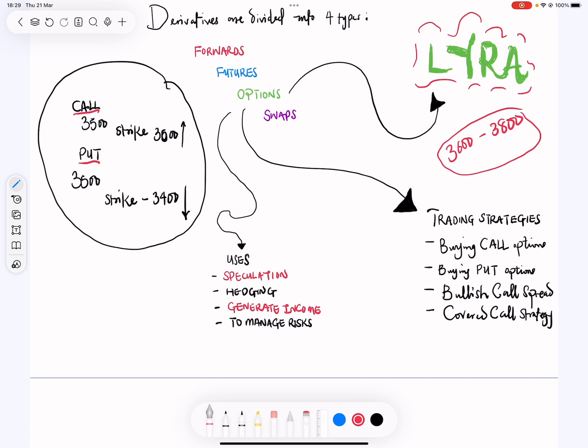So you can say, okay, I'm selling another call option with a strike price of 3.8, and I'm buying a call option with a strike price of 3.6. So if you are predicting that ETH is going to be between the range of 3.6 and 3.8, that's what a bullish call spread means. You're bullish on it, but you're still managing your risk.